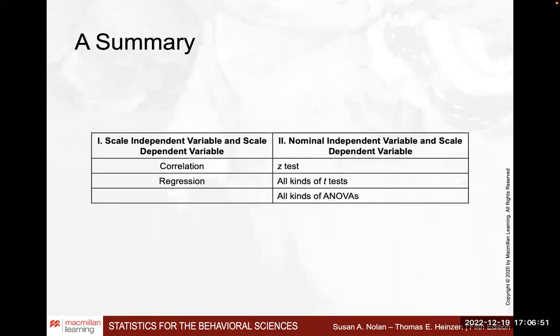You remember, we discussed 2 different scenarios. We had a scale independent variable and a scale dependent variable that would prompt you to think of correlation or regression. If you have a scale dependent variable and a nominal independent variable, you would think of a set test if it's for a population, or you're comparing a sample mean to a population mean, you think of all kinds of t-tests, and of course also of ANOVA. You have a scale dependent variable on the y-axis and a nominal independent variable on the x-axis.